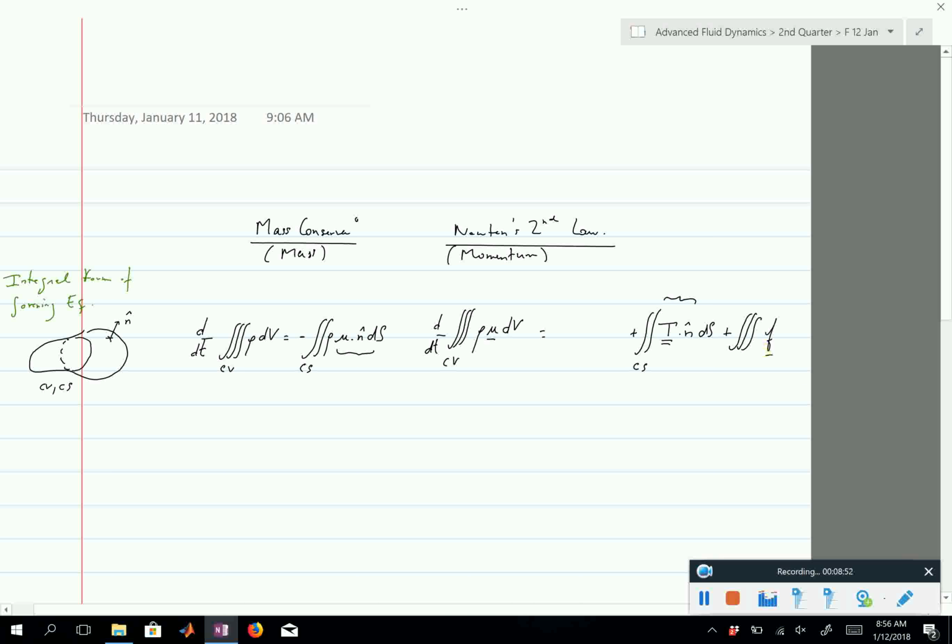Now, in some cases, in some fluids, you may have other forces. If your fluid is charged, for instance, and you impose an electric field, then you might have a body force, which is a Coulomb force, because you have charges inside of your fluid.